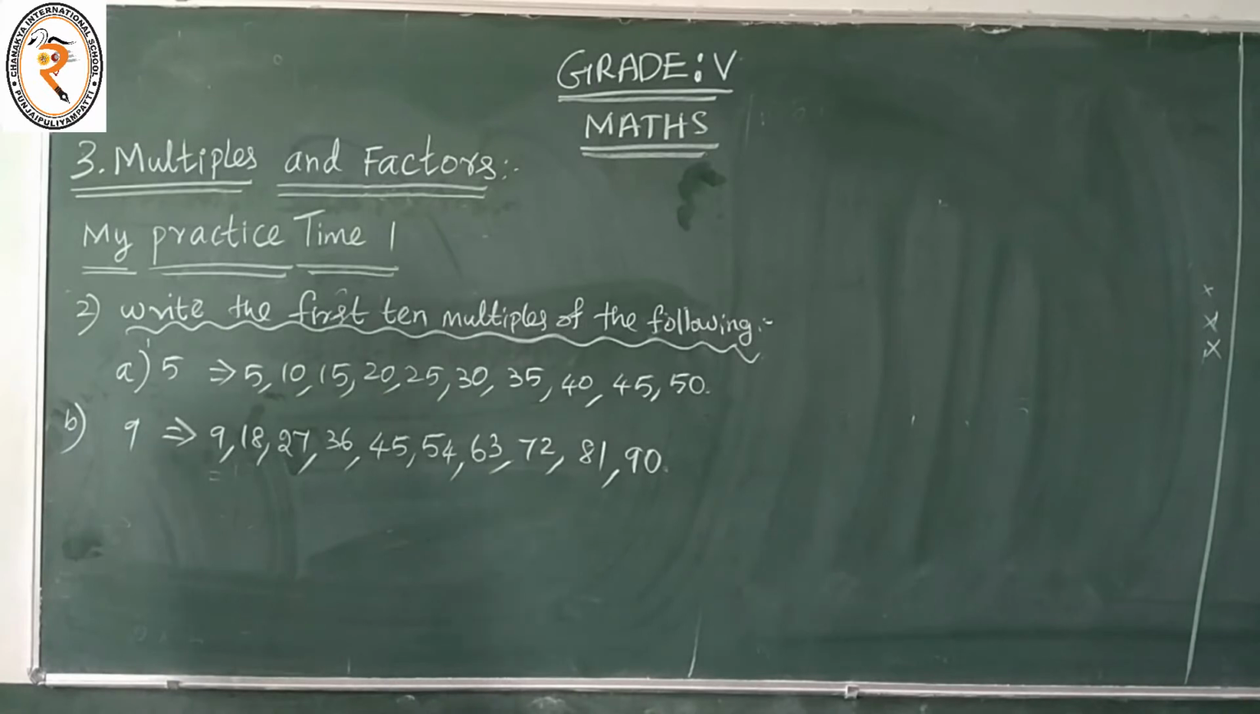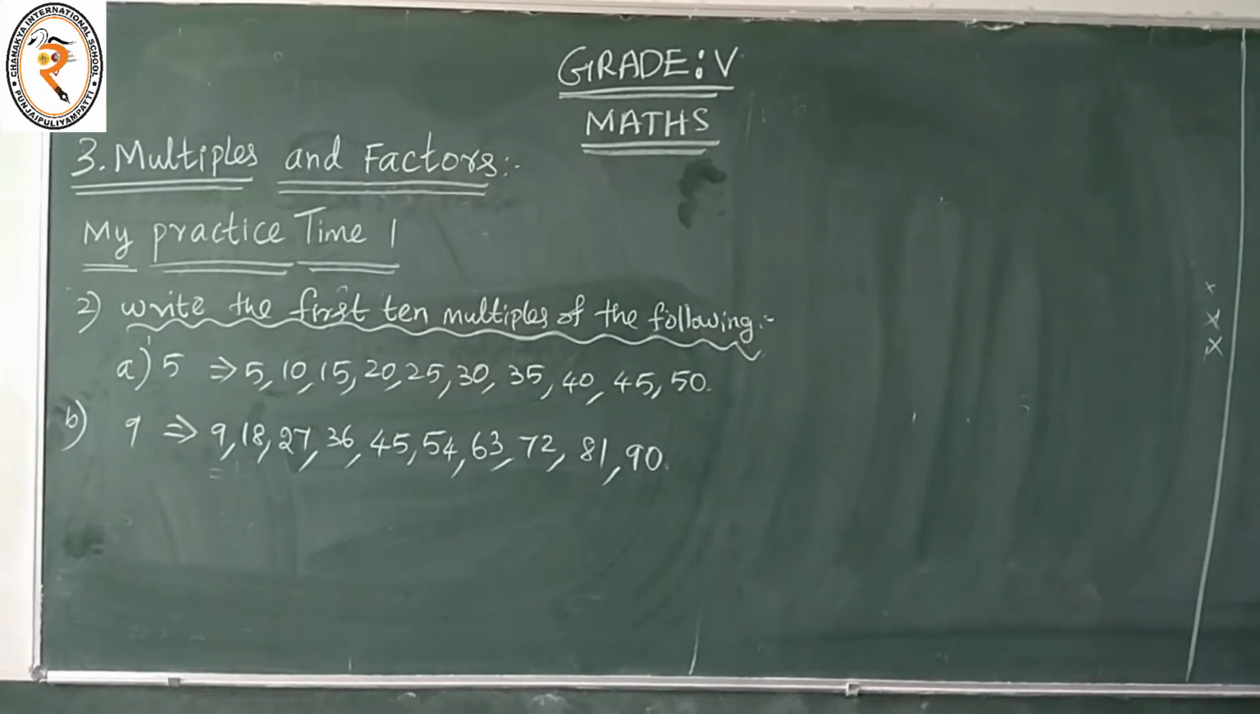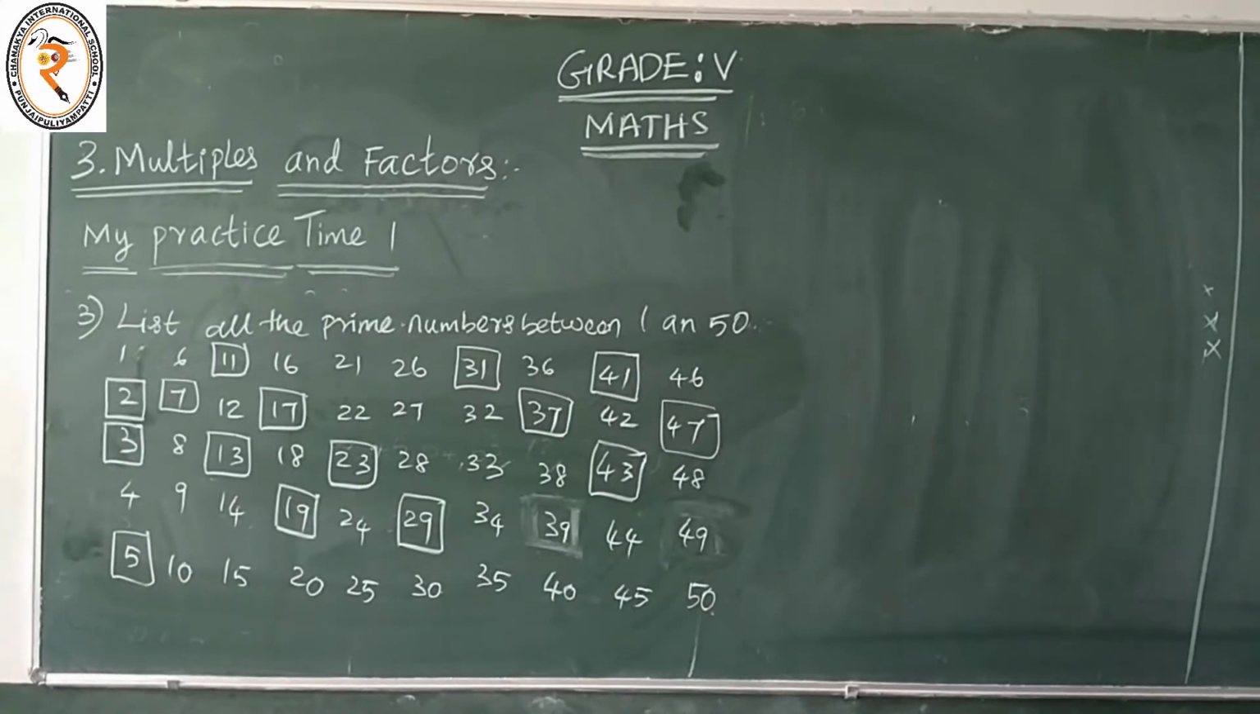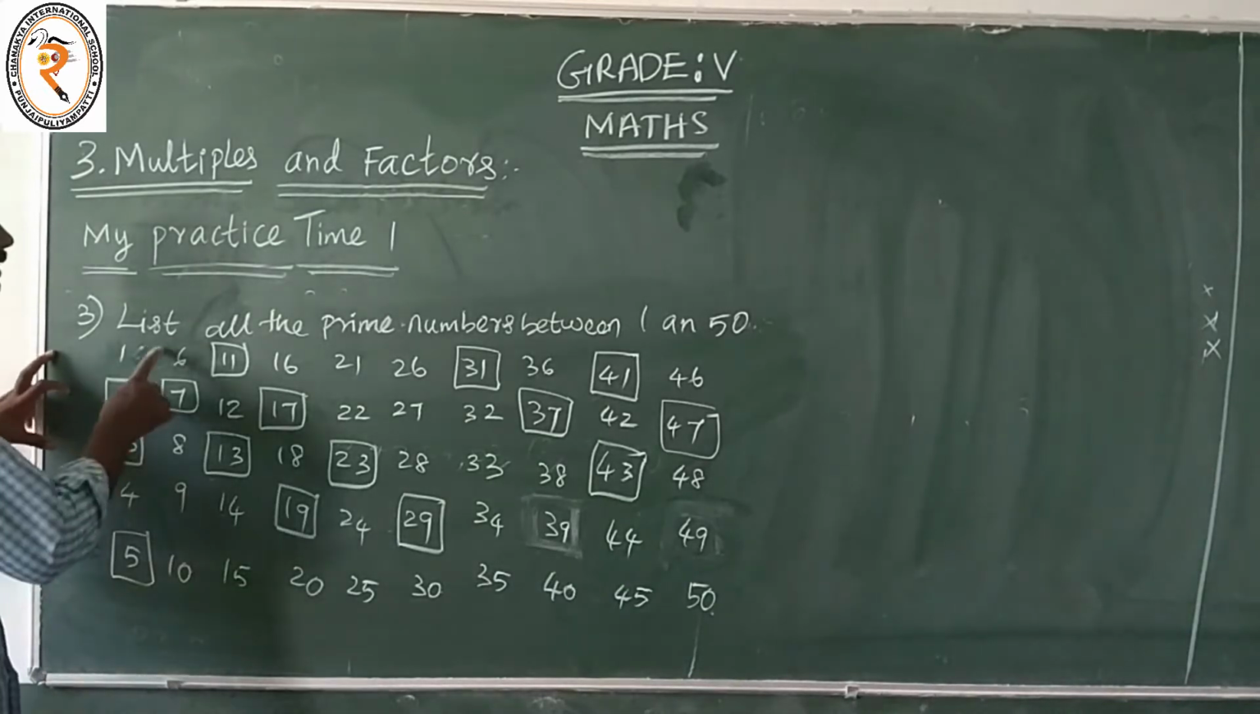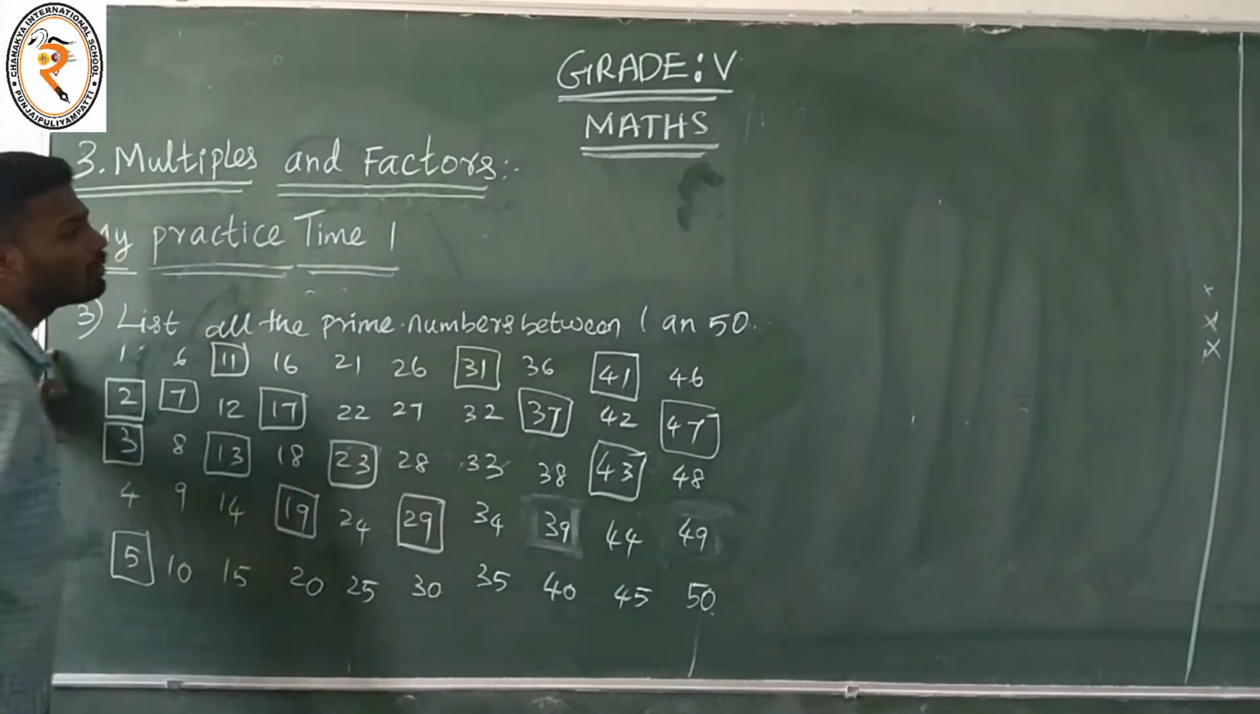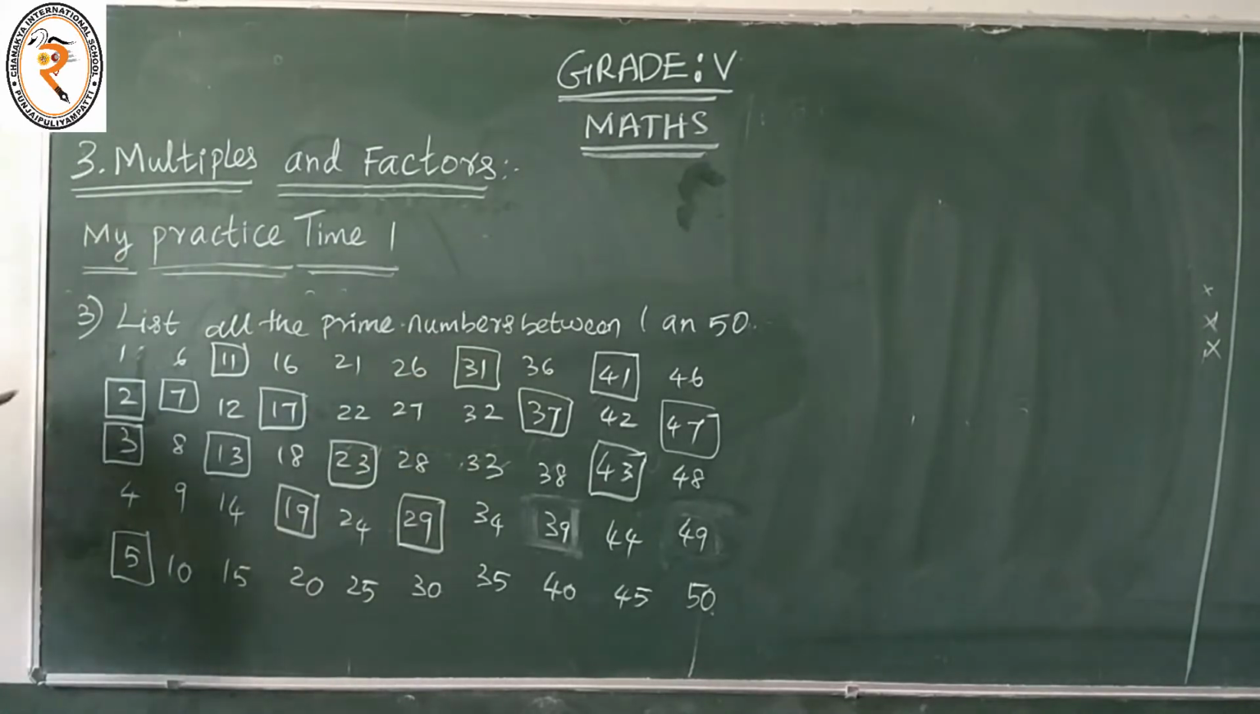And now the third question. List all the prime numbers between 1 and 50.